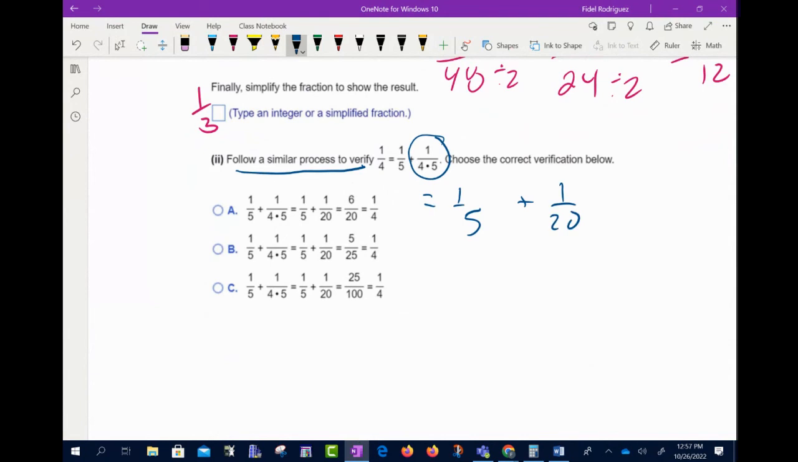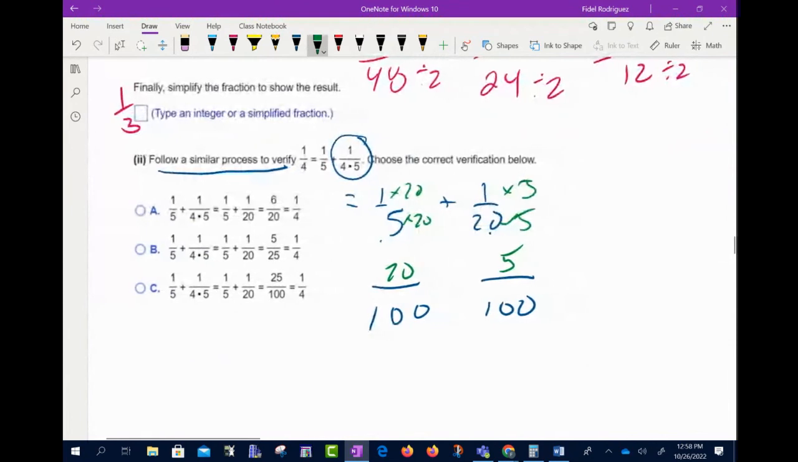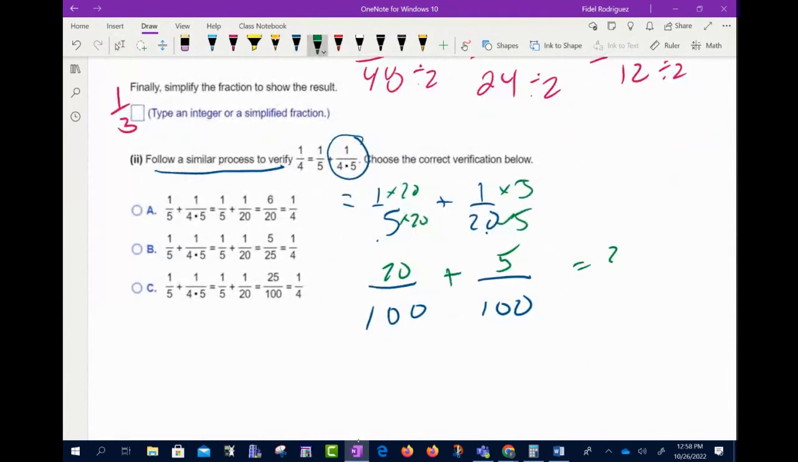Again, I'm going to do the same kind of idea here, okay? I'm going to go through and say, look, I'm just going to multiply those two together. That's 100, and that's 100, okay? What did I multiply this by, guy? By 20, so that's 20. Multiply this one by 5, so that's a 5, okay? And I'm adding together, and that's going to give me a 25/100, okay?